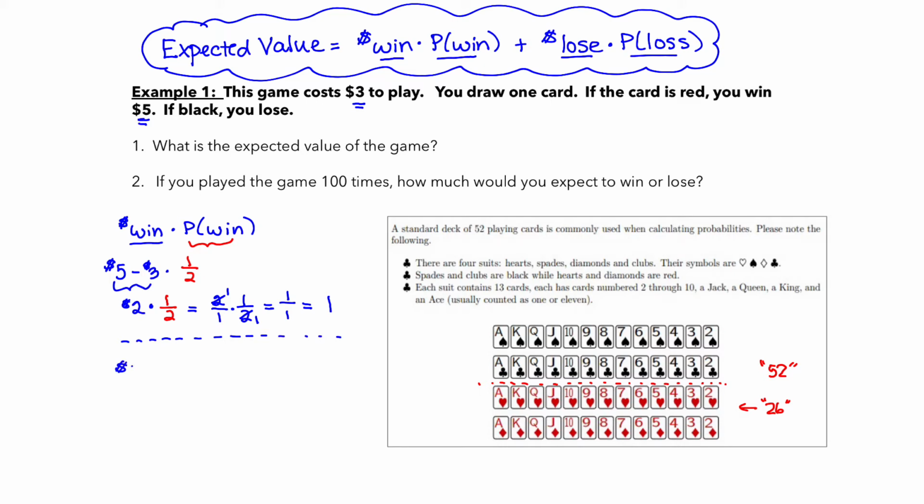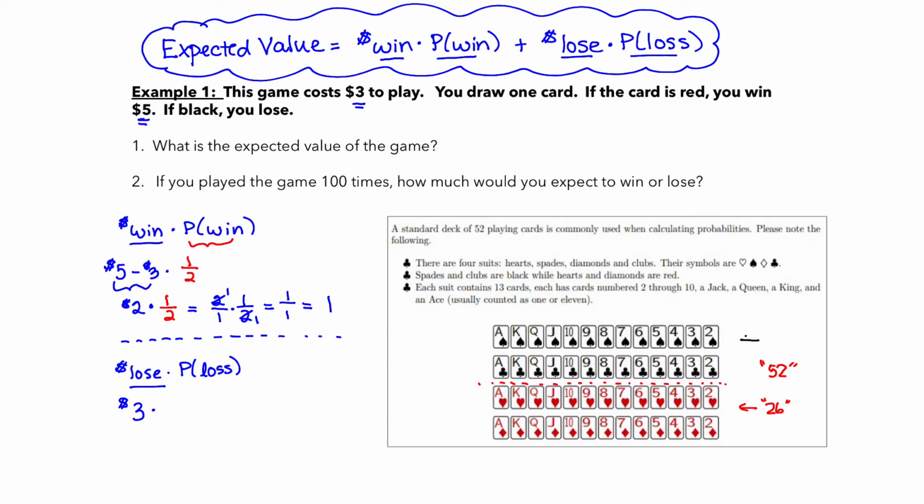We have to talk about the amount of money that we're going to lose times the probability that a loss occurs. So how much money are we losing? Well, really, we're only losing the amount that we have to pay to play the game. So our loss amount is actually just $3. Now, what's the probability that that loss occurs? Well, that loss occurs if I choose a black card.